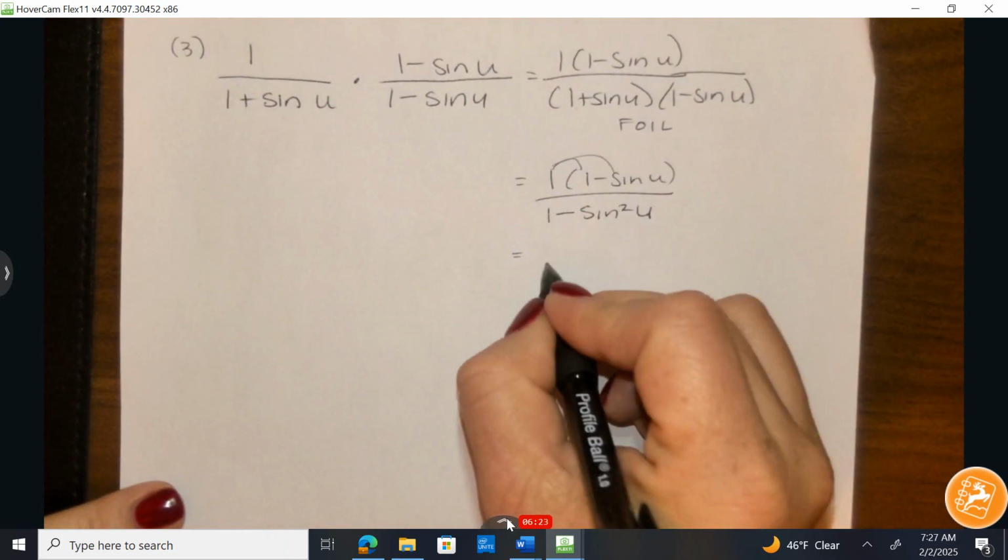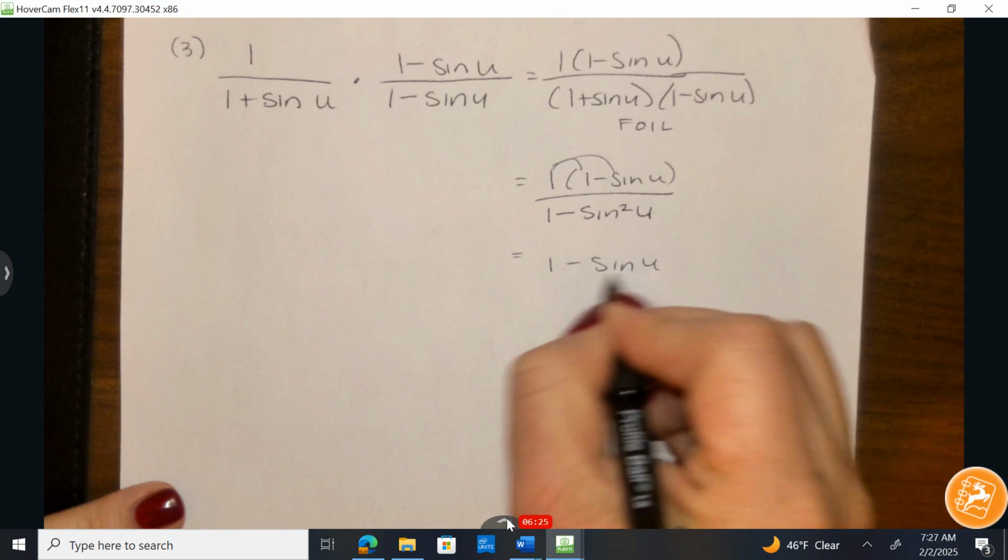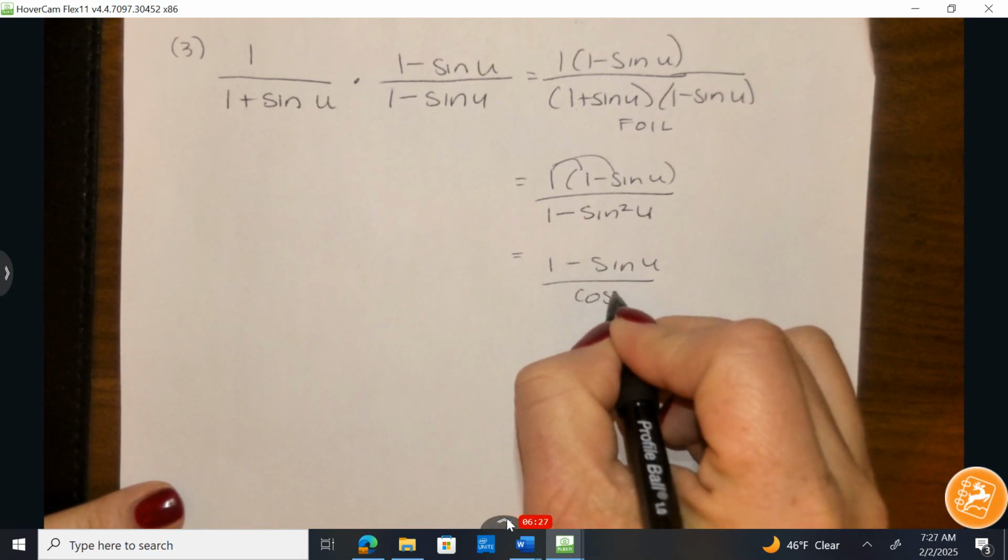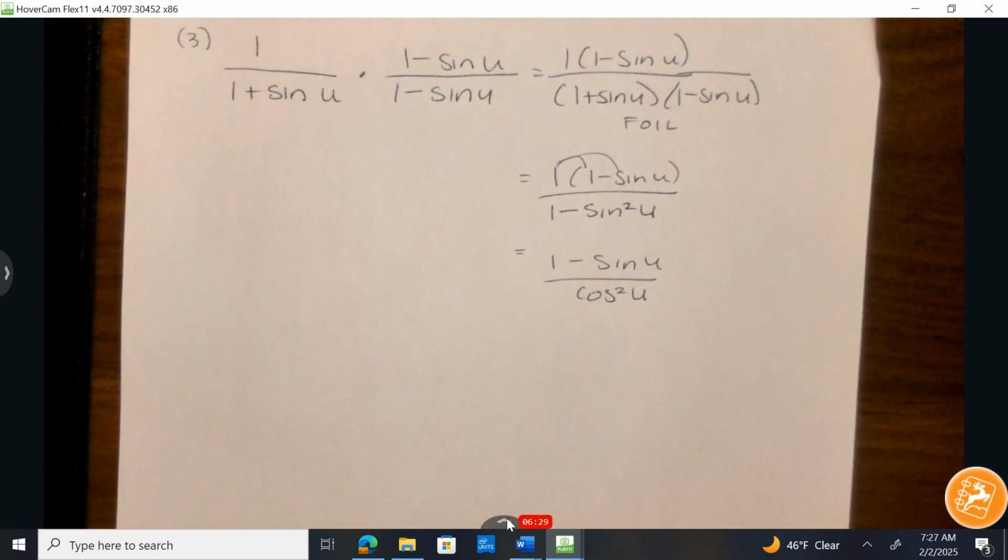Now let's distribute this to get 1 minus the sine of u in the numerator, and now I have the cosine squared u in the denominator. How can I do this? How can I rewrite this so I have a minimum number of trig functions and I have no denominator? That's my goal if I can achieve this.